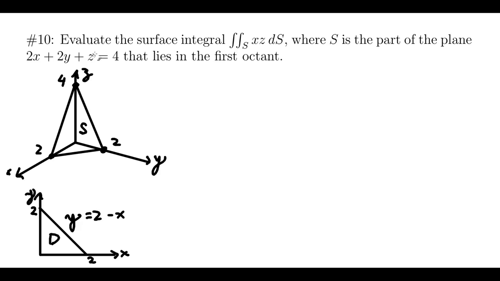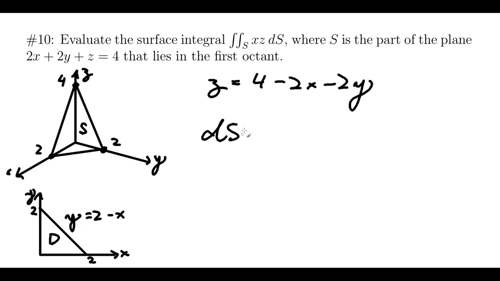We also need to know what z is as a function of x and y. So we have z equals, this is relatively easy to solve, 4 minus 2x minus 2y. Now let's look at what we'll need here. So we're turning the surface integral into a double integral over the domain D. We have x and z. We have an expression for z in terms of x and y, so we can expand that as well.